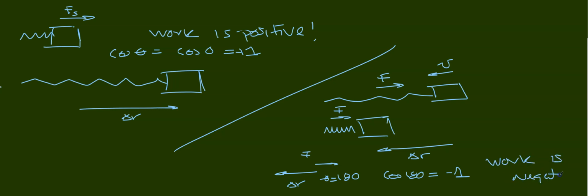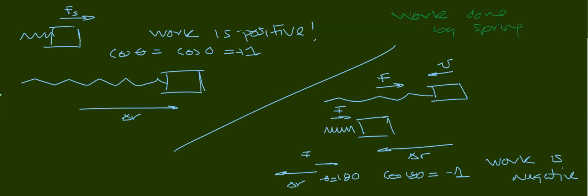So what matters is that you understand how the displacement vector and the force vector compare, the direction of both of them. You need to see what the angle is to know if the work is positive or negative. And in both cases, we were talking about the work done by the spring.